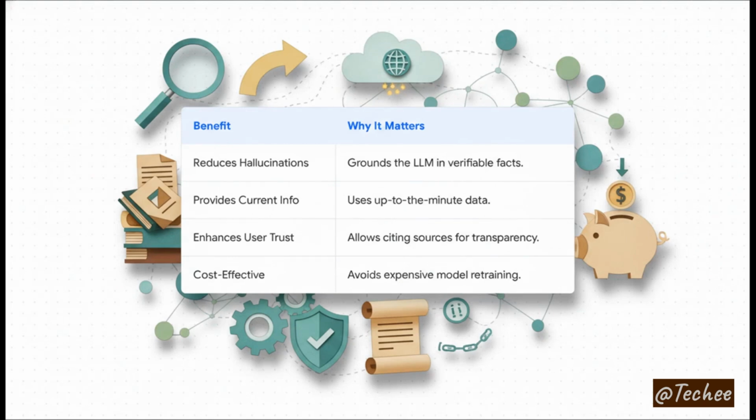First, it massively cuts down on those hallucinations because the AI is grounded in real facts. Second, it lets the model use up-to-the-minute information without needing to be retrained, which is a huge deal. Third, and this is so important for building trust, it lets the AI show you its sources. You can actually check its work. And finally, it's way, way more cost-effective than constantly retraining these gigantic models.